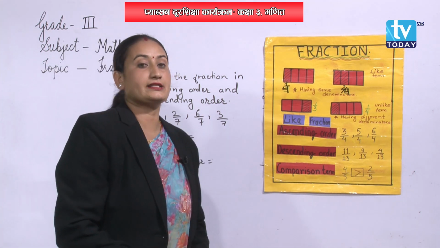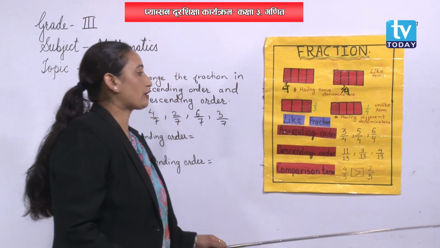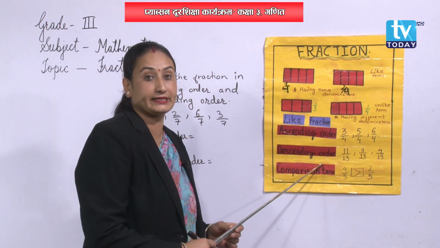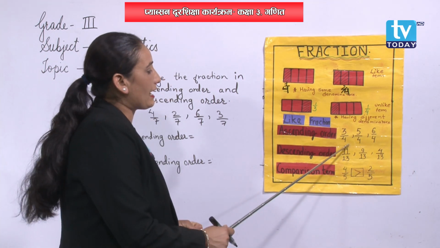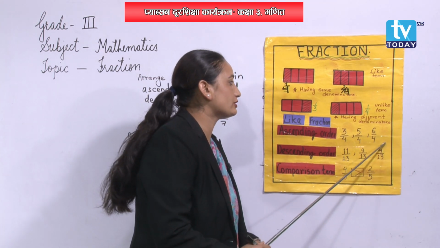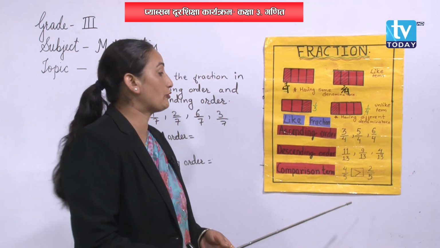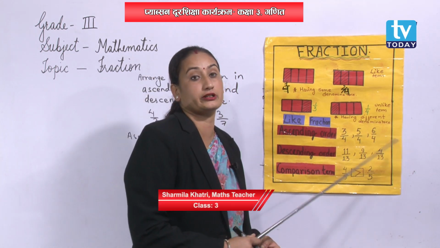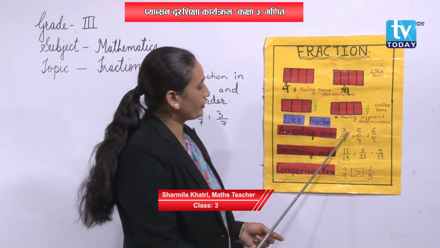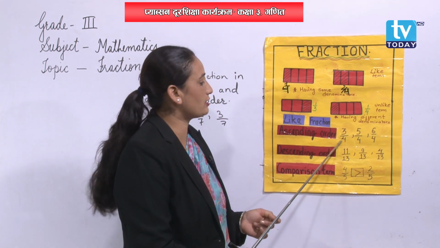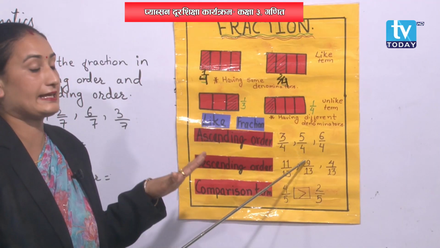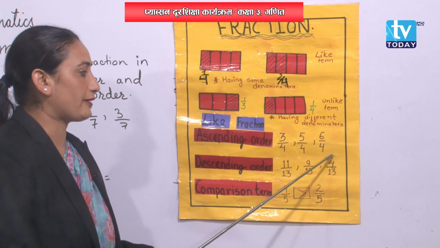Now, students, have a look. We are going to separate the fractions according to ascending order and descending order. See what I have written over here. Ascending order means if all the denominators are the same, then we have to look at the numerators for the greater or smaller digit. So, see here, 3 by 4 is smaller than 5 by 4, and 5 by 4 is again smaller than 6 by 4.